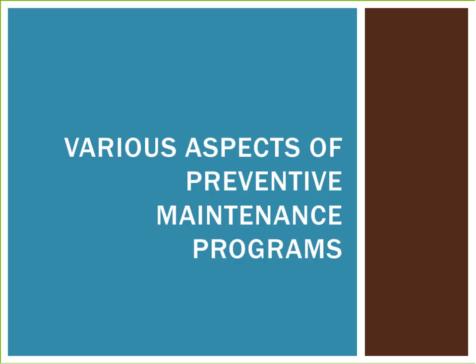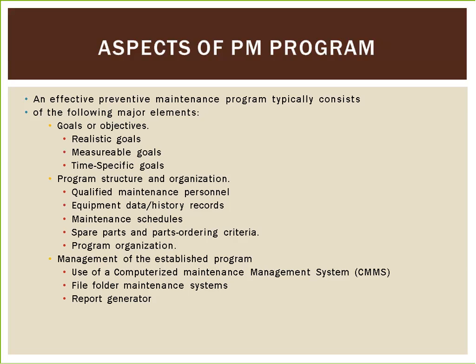Next, we will review the various aspects of preventive maintenance programs. An effective preventive maintenance program typically consists of the following major elements: goals or objectives, program structure and organization, and management of the established program. Key elements to any program are to, one, define specific goals for the program. Next, utilize qualified maintenance personnel. Have an organized and effective system for maintaining equipment records and scheduling maintenance work. And finally, include periodic management reviews to evaluate and continually improve the program.